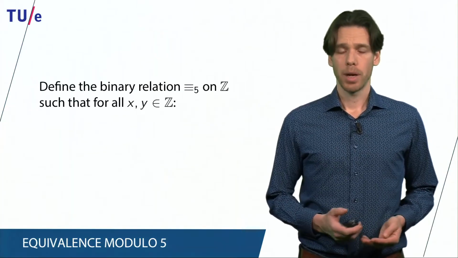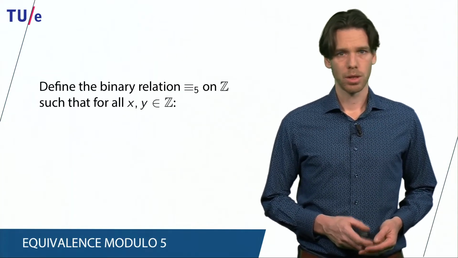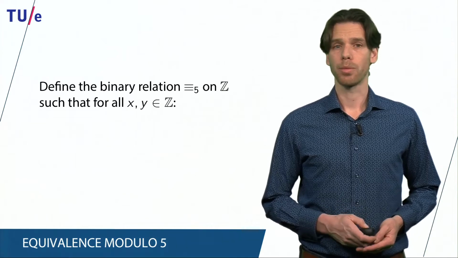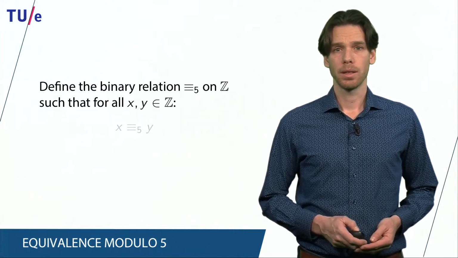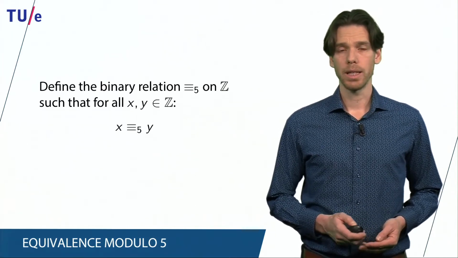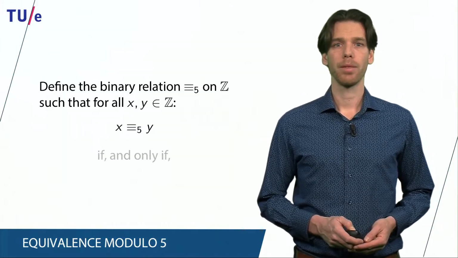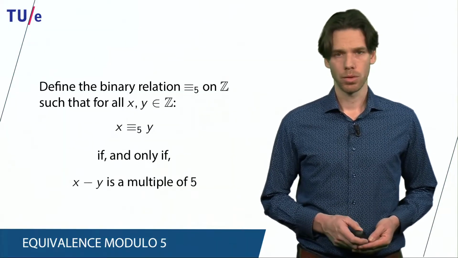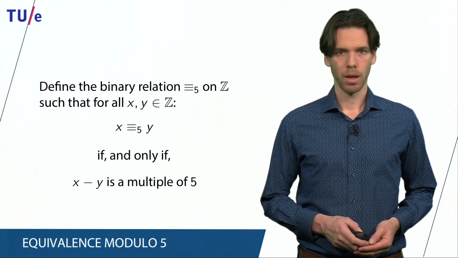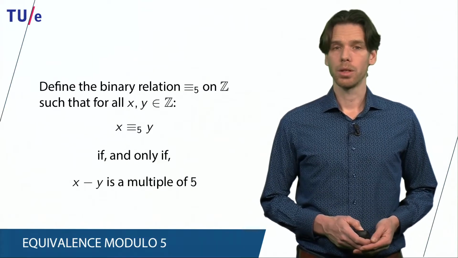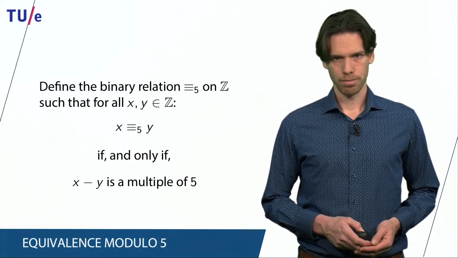We define a binary relation on the set of integers, denoted by this triple bar with a subscript 5, by stating that two integers x and y are related according to this relation, if and only if their difference is a multiple of 5. To better understand this relation, let us consider a few examples.